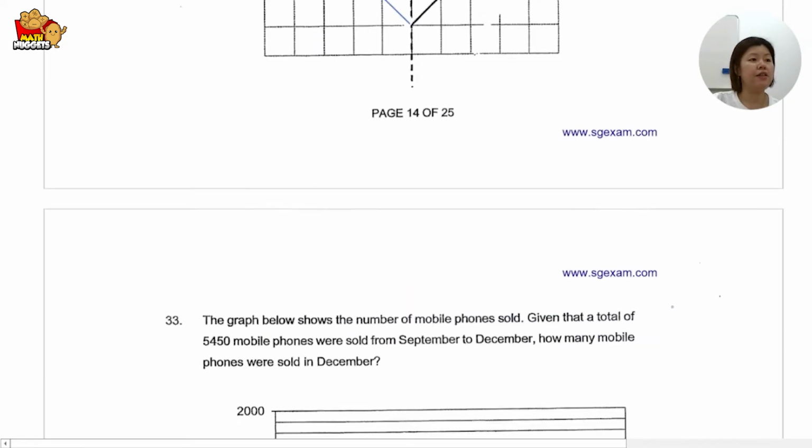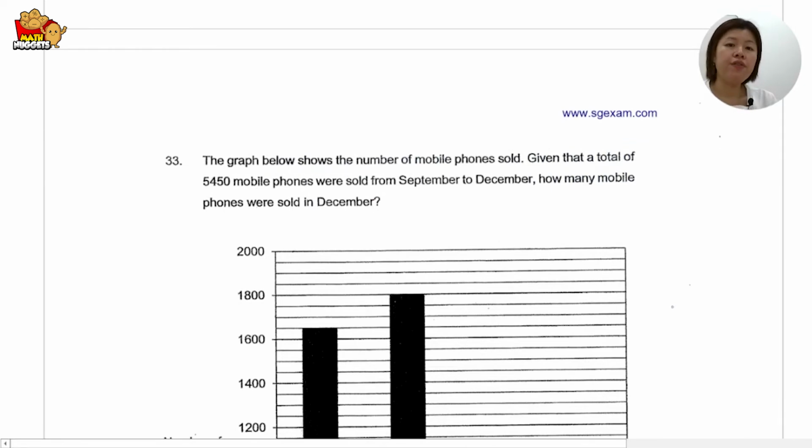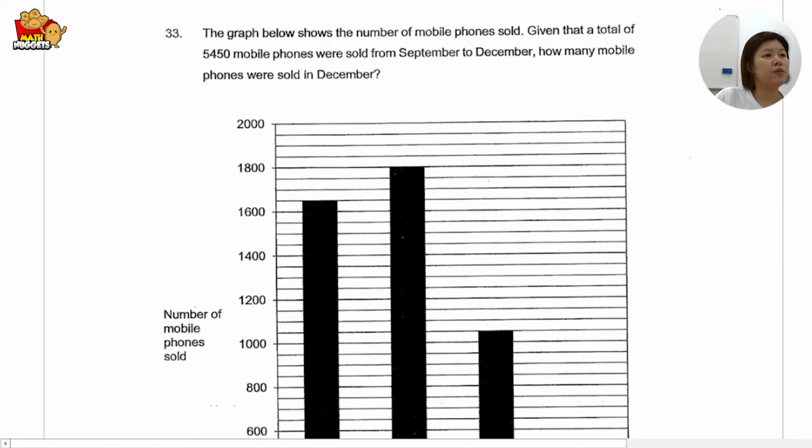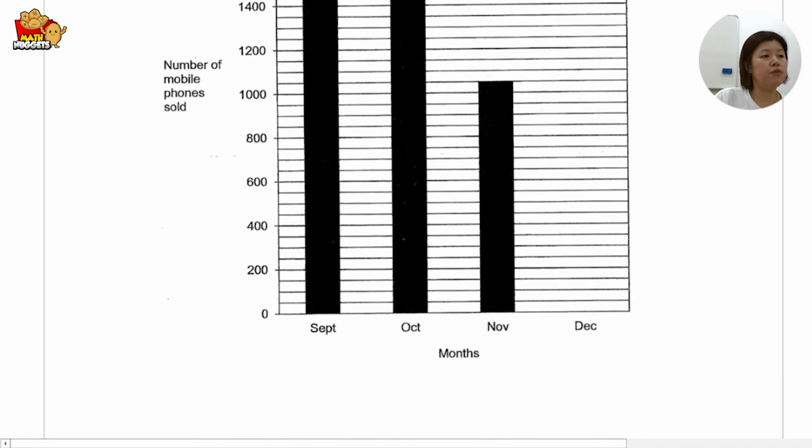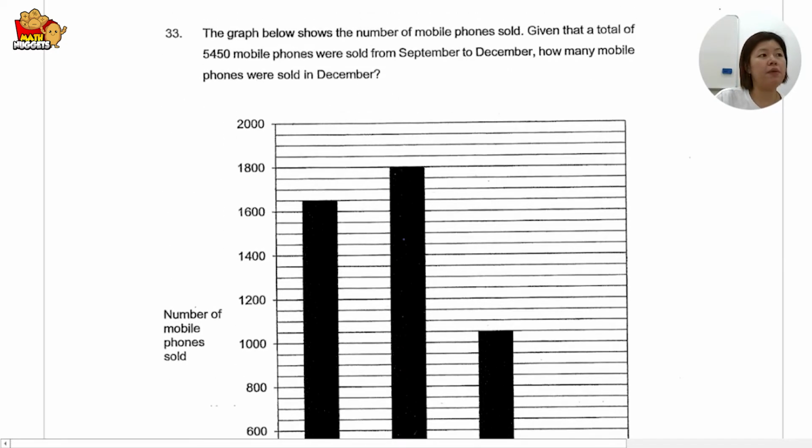Okay, let's move on. It's graph, and here shows the number of mobile phones sold. Given that the total of the mobile phones sold from September to December, let me move down a bit. Okay, September to December is 5,450. How many mobile phones were sold in December?